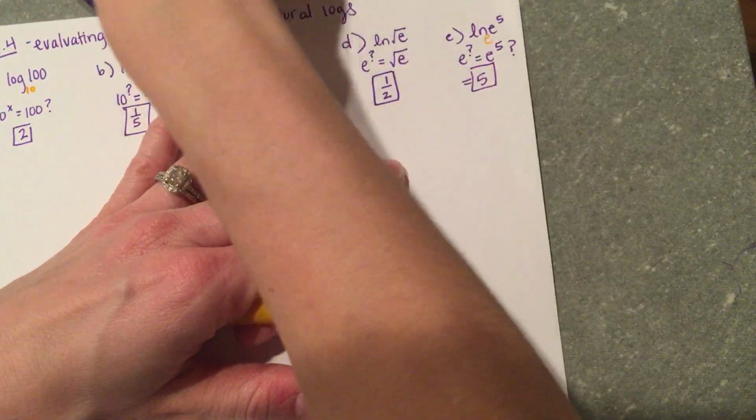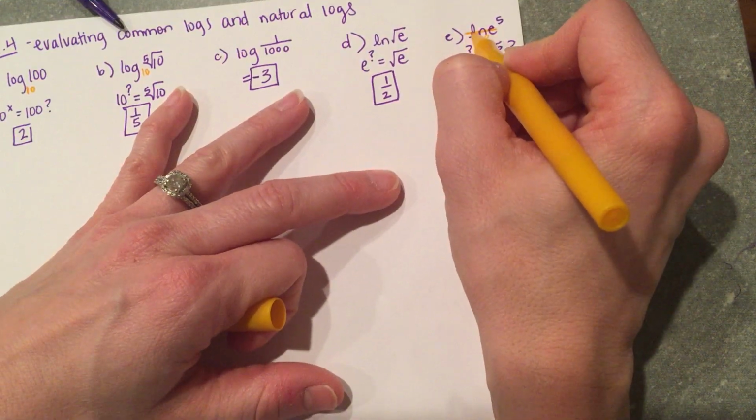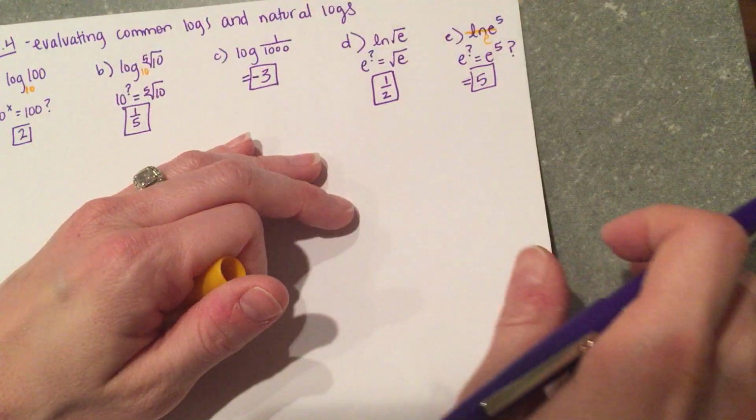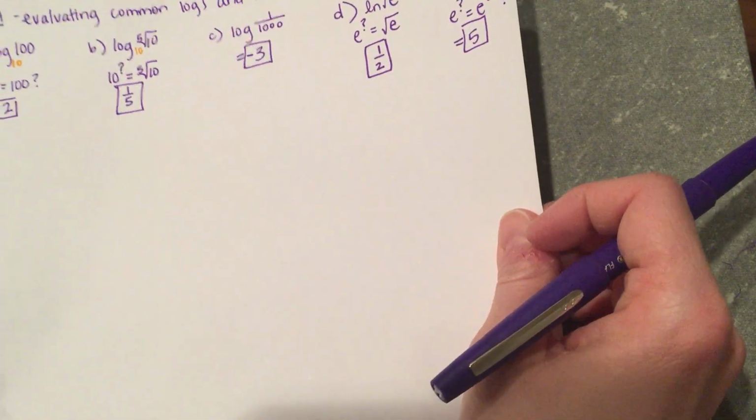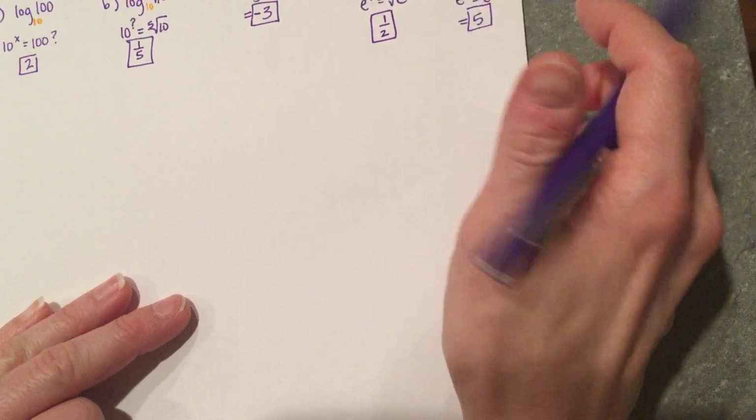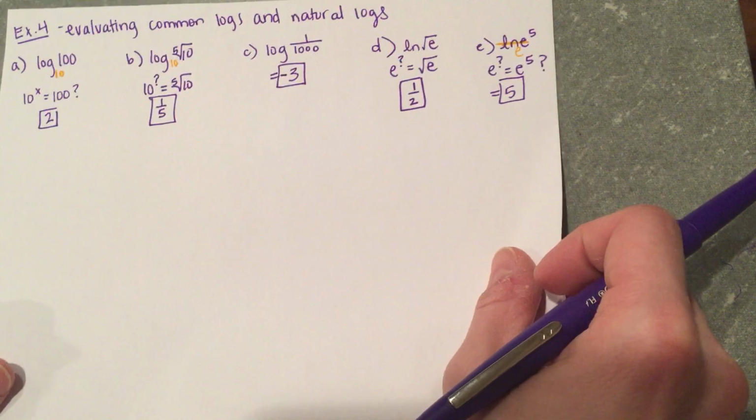Another way to think of this is that the natural log and the e essentially cancel each other out, and we're just left with 5. So remember, with any log where we have the same base as this number, they cancel each other out.